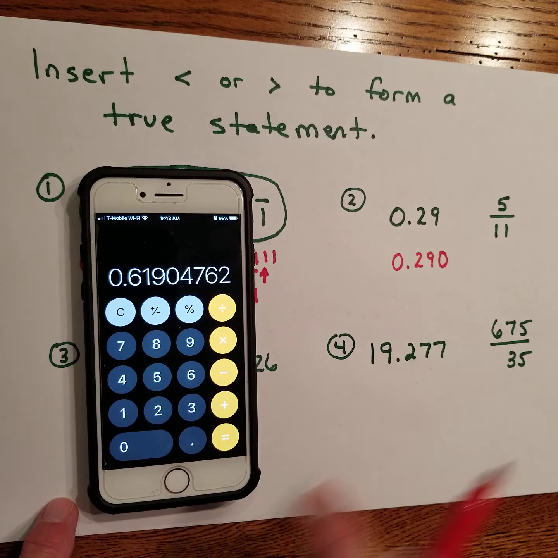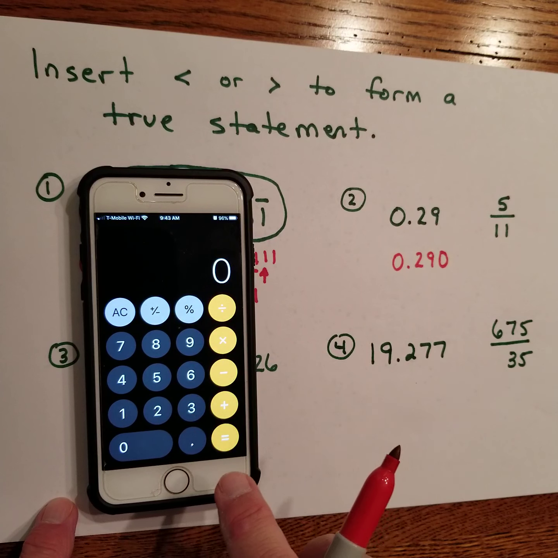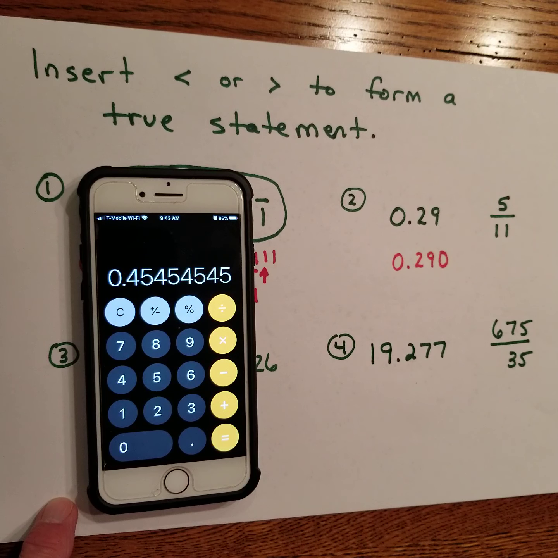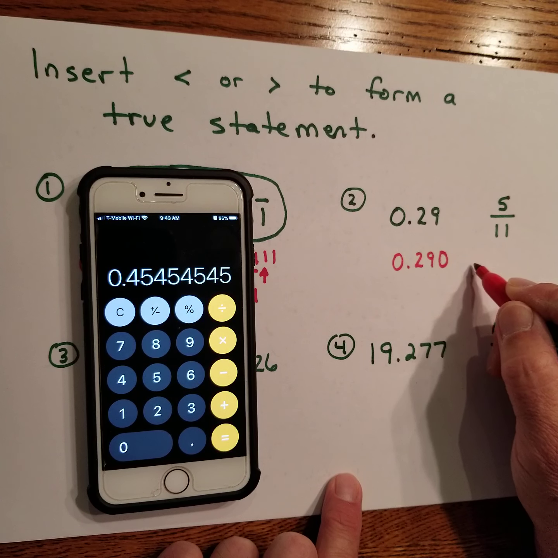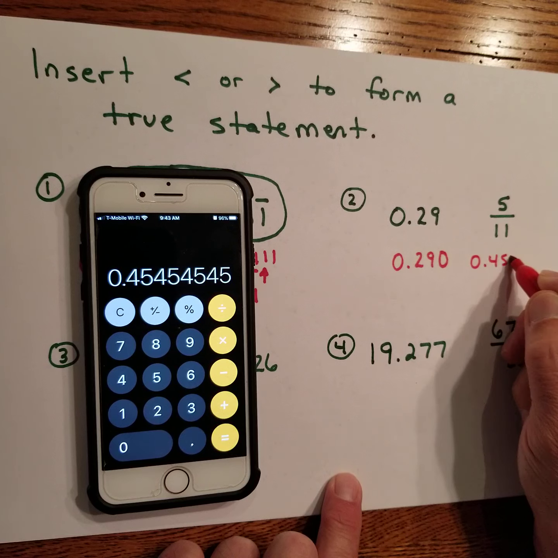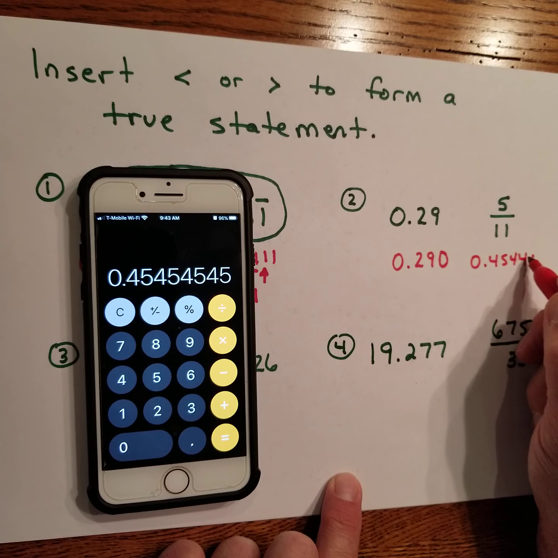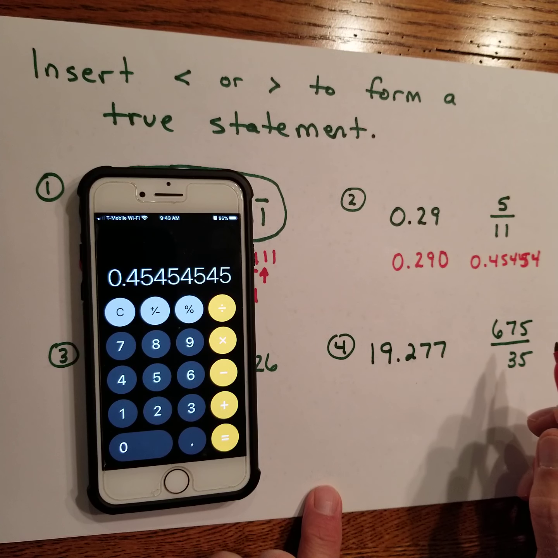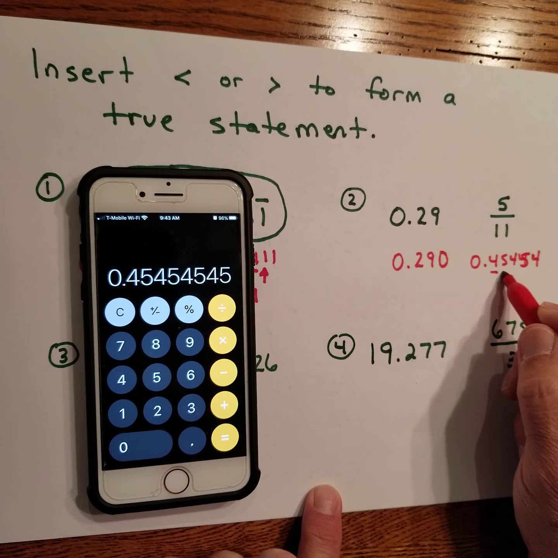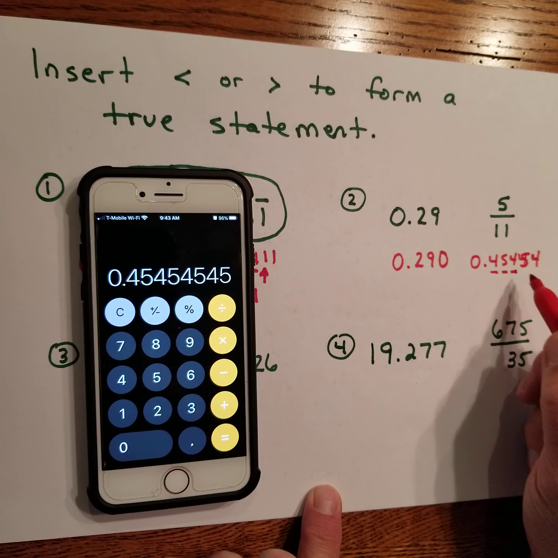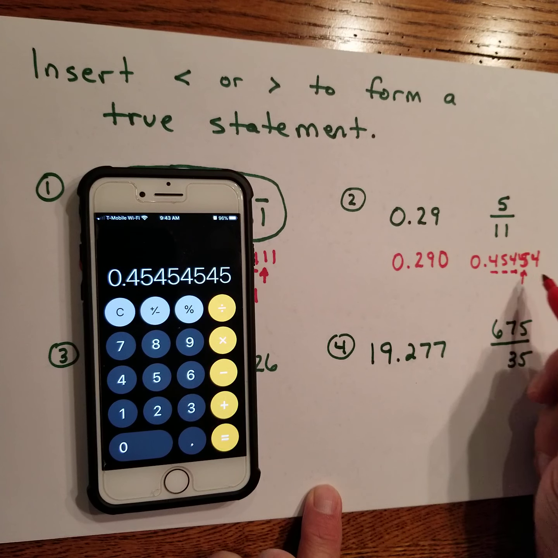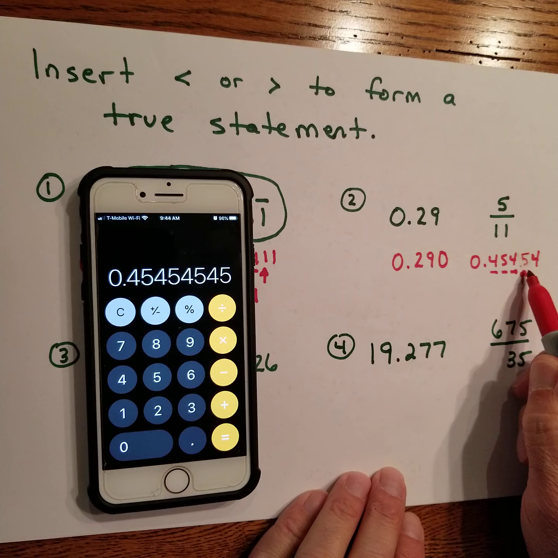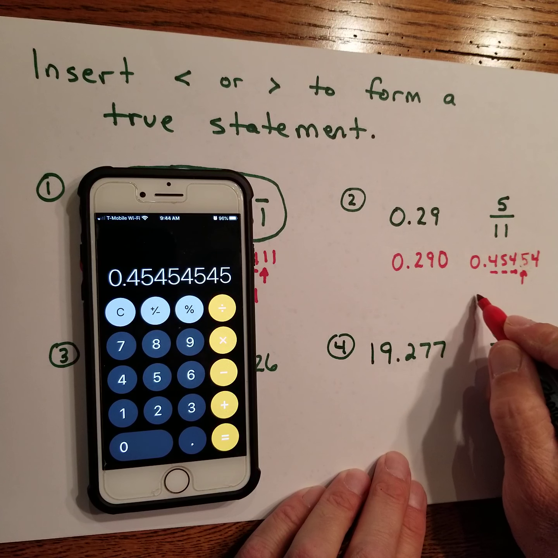Now to change 5/11ths, I'll type in 5 divided by 11. My calculator gives me the messy decimal 0.4545. Repeating, I'd like to round that to the nearest thousandth. That's 1, 2, 3 place values. Check the next place value out. Since it's large, it's 5 or bigger, this 4 rounds up to a 5.